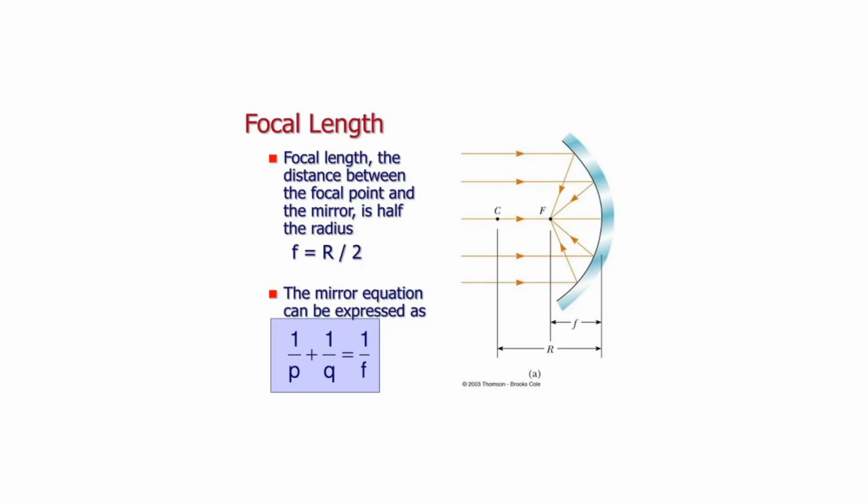Now we know how to find the focal length, and next is how to calculate it. The focal length, the distance between the focal point and the mirror, is half of the radius. If it is a spherical mirror, we are taking just a small section of it. That's why we write r/2. The mirror equation can be expressed as 1/p + 1/q = 1/f.